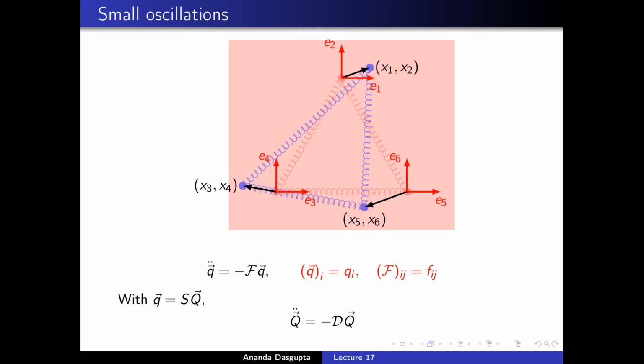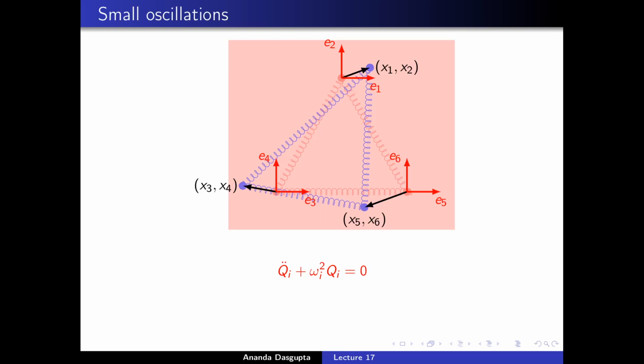And now you have capital Q vector double dot is equal to minus some diagonal matrix acting on capital Q vector. And if I just write down the components of the diagonal matrix, the diagonal elements, as omega 1 square, omega 2 square and so on, I will immediately see that these equations become qi double dot plus omega i square qi equals 0.